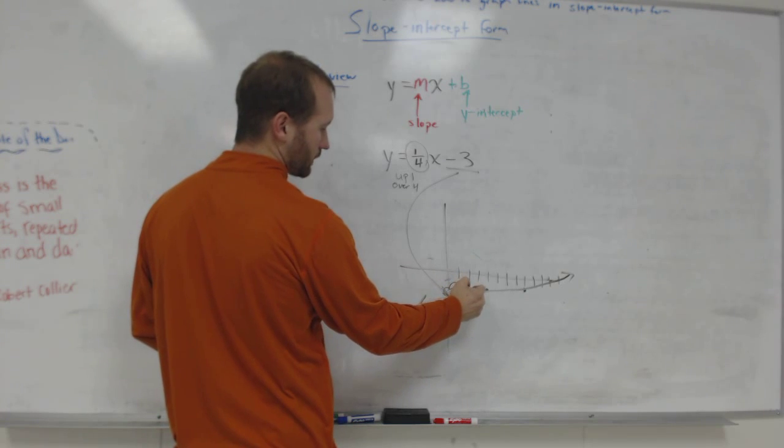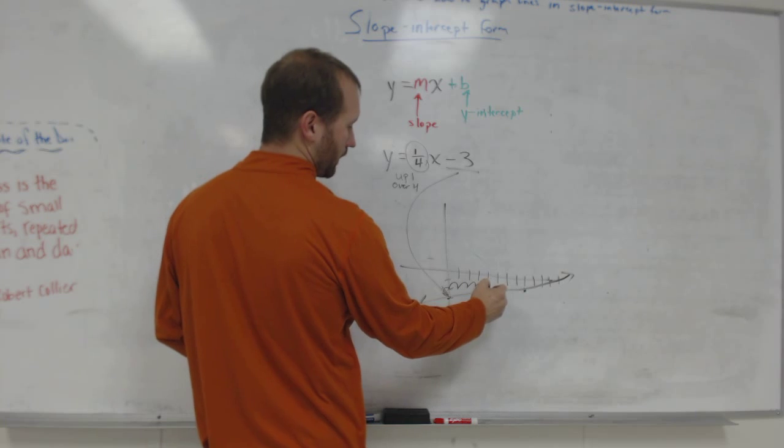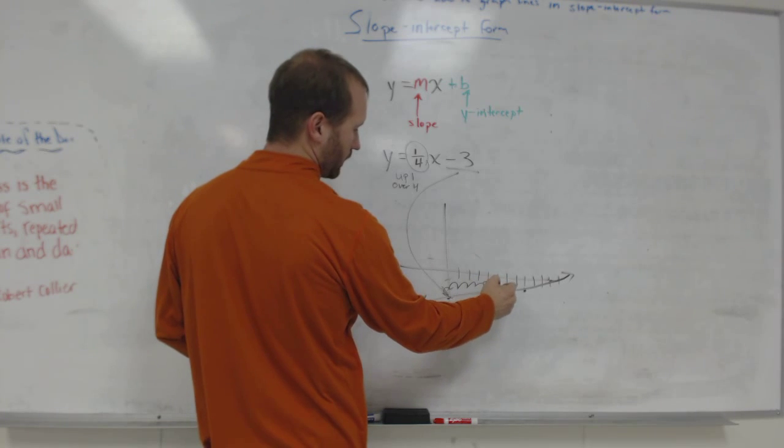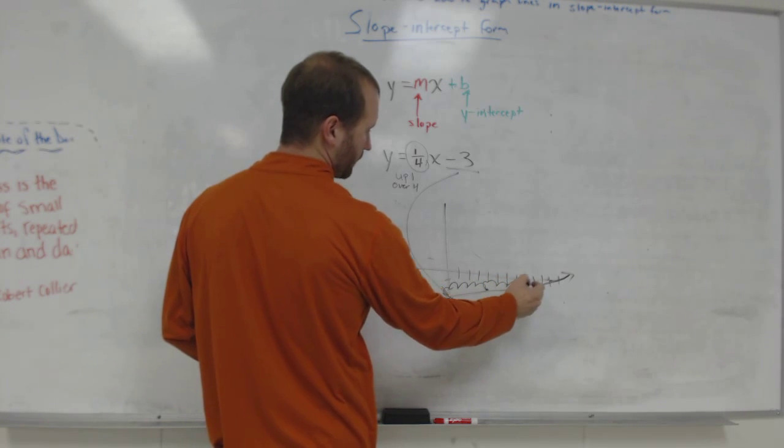Up 1 over 1, 2, 3, 4. And then you put your arrow. Up 1 over 1, 2, 3, 4. Right?